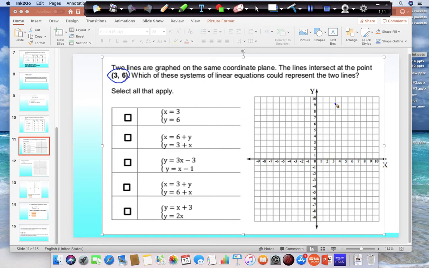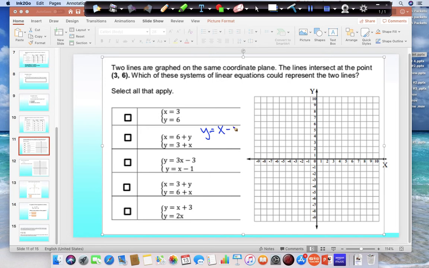So line x equals 3 is going to be this line on x. And y equals 6 will be here. So yes, their solution, or where they cross, will be at 3, 6. So that is correct.